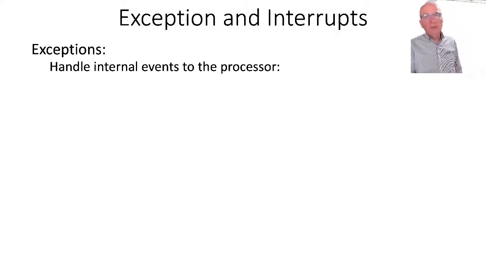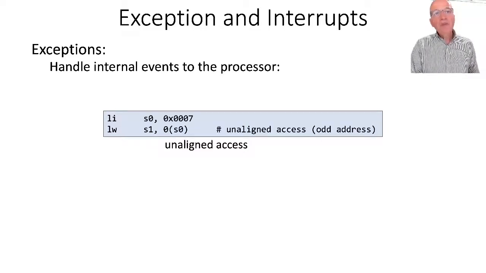So there are several different causes for exceptions and interruptions. An exception will handle internal events to the processor. For example, if I put the number 7 into the register S0 and then I try to execute a load word from that address, that is illegal in RISC-V, because whenever I do a load word, the address that I issue the load word to must be a multiple of 4, and 7 is not a multiple of 4. That exception is called an unaligned access exception, and that will be caused by my own program. There's nothing external causing that.